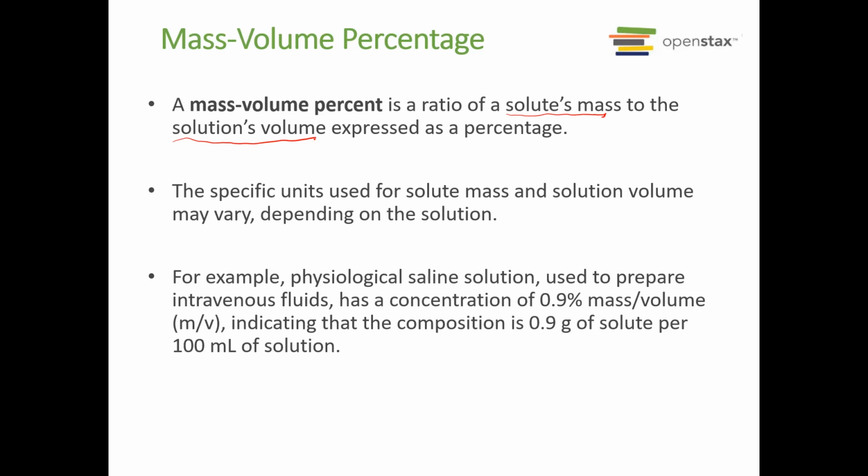So for example, a saline solution that has a 0.9 mass volume percent means that we have 0.9 grams of solute per 100 milliliters of solution. And remember, percent is per 100, so that's how we know that we have 100 milliliters of solution. Typically, we will abbreviate mass volume percent as M over V.